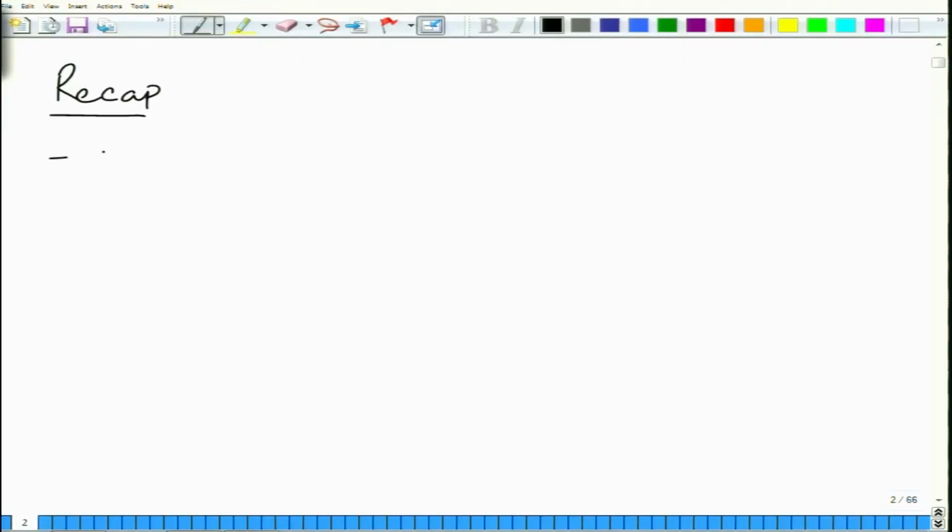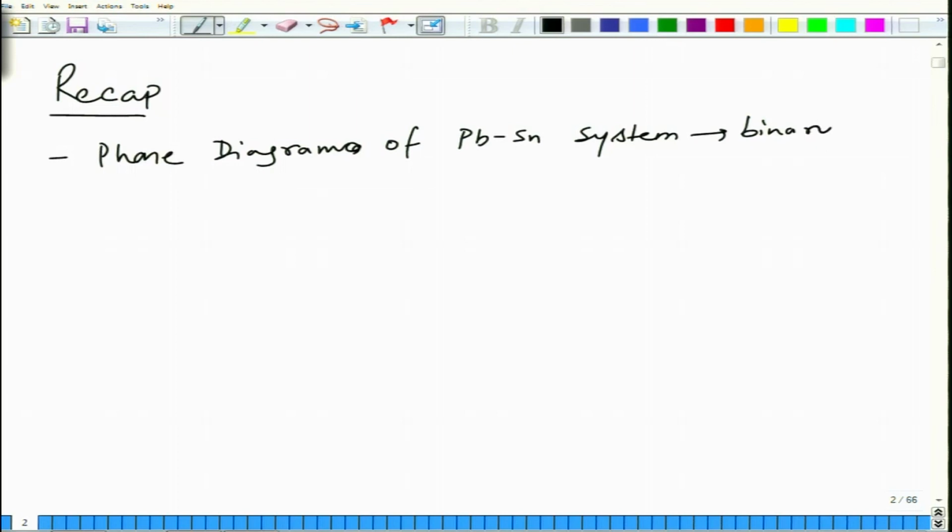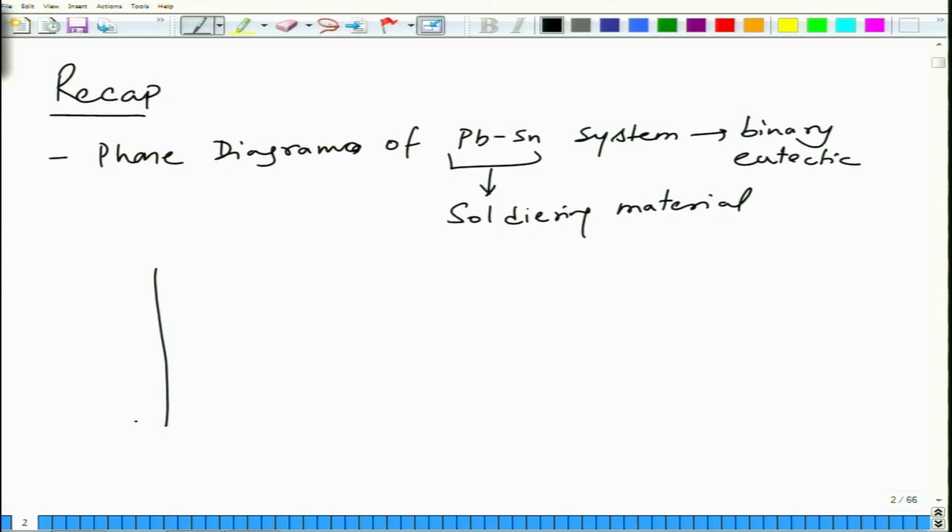In the last lecture we looked at phase diagrams, the phase diagram of the PbSn system. PbSn is basically a binary eutectic system, and PbSn is an important material because it is used as a soldering material. And the reason why it is used as a soldering material is because it has a eutectic phase diagram.